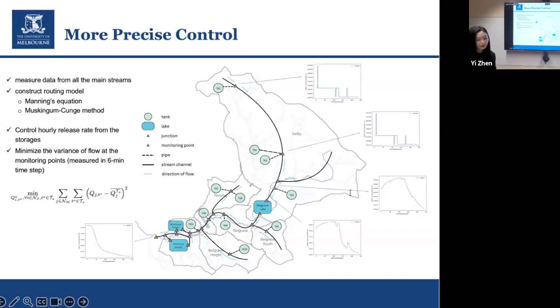And as we can see from this hydrograph, the releases from the tanks and the flow from the other tributaries and also flow from the upstream catchments can all contribute to the downstream hydrograph. And as the water continues to go downstream, it may enter lakes, and the flow rate at the downstream monitoring point is estimated by considering all these factors. And then we try to minimize the variance of the flow at the monitoring point, which is measured in 6-minute time steps, by controlling the hourly release rates from all the storages.